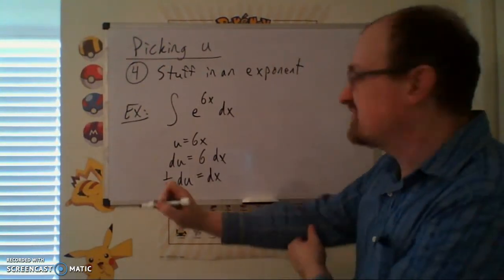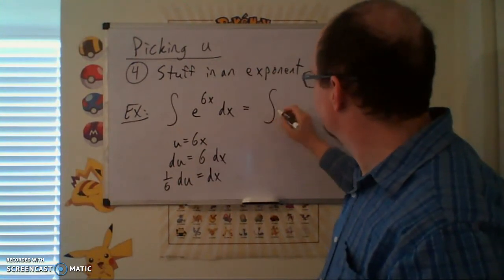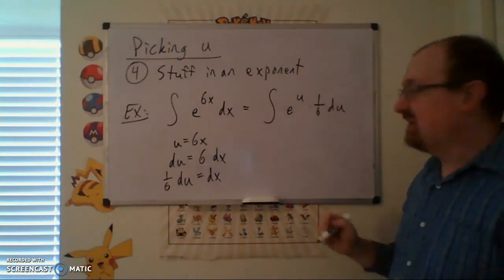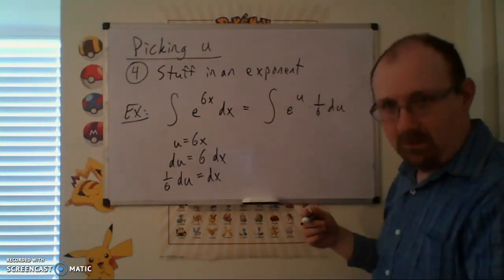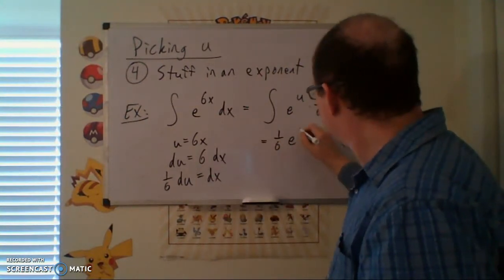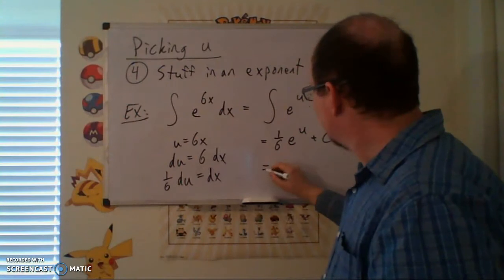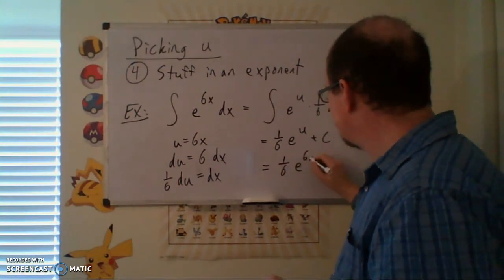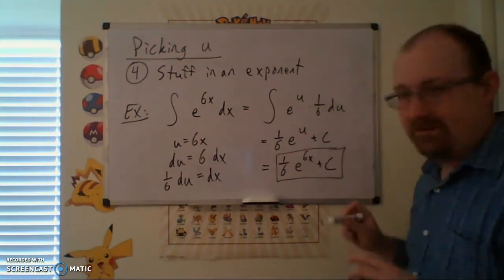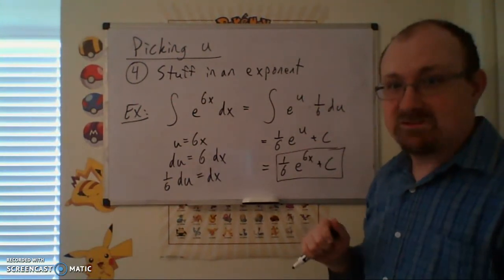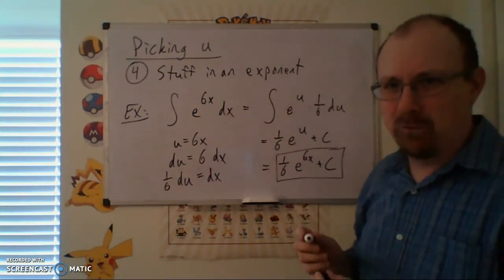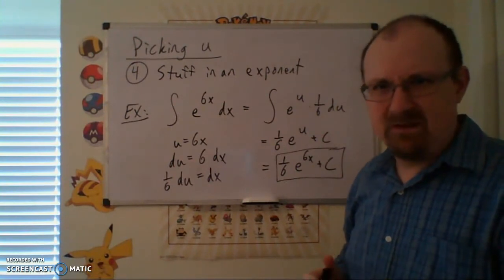because we don't really have much extra stuff. That turns this into e to the u times 1/6 du. Pull the 1/6 out front. Like we've said, the antiderivative of e to the u is itself. So we have 1/6 e to the 6x plus c. And done. So we still get the exponential back, but we do need to keep that stuff in mind, because don't overlook it. That's not good.